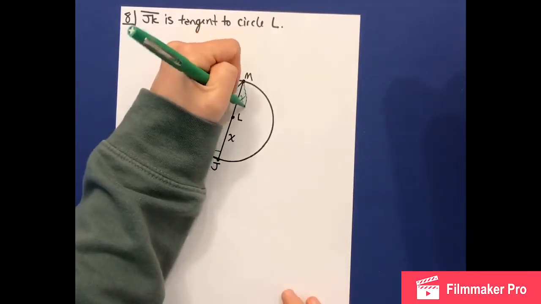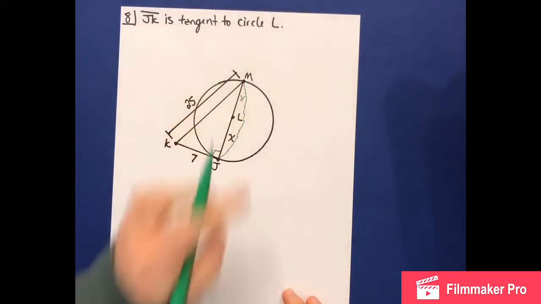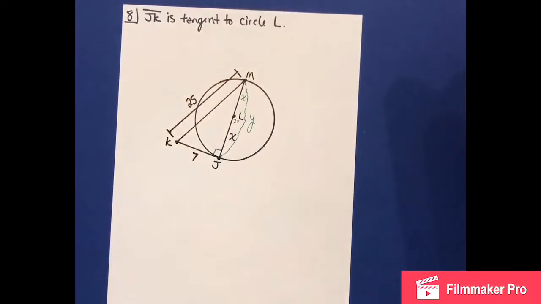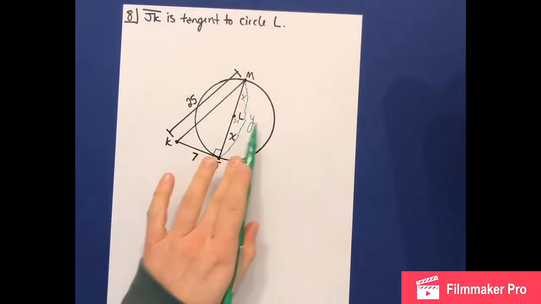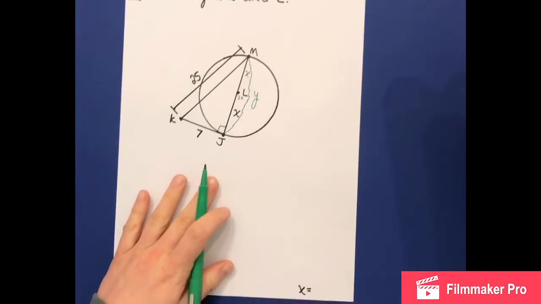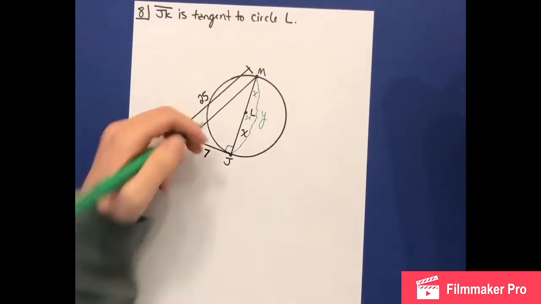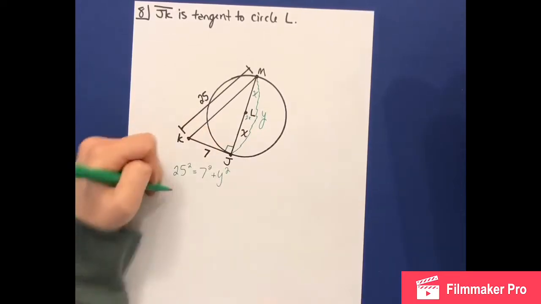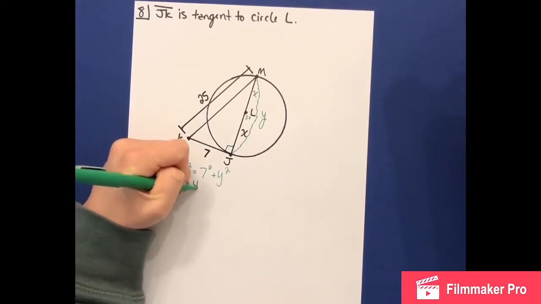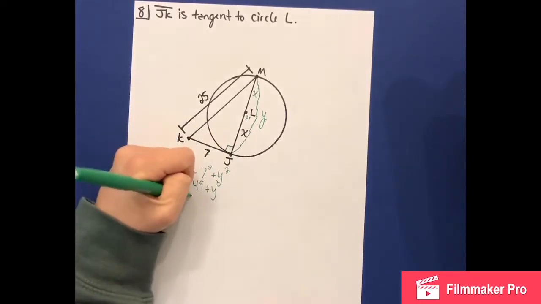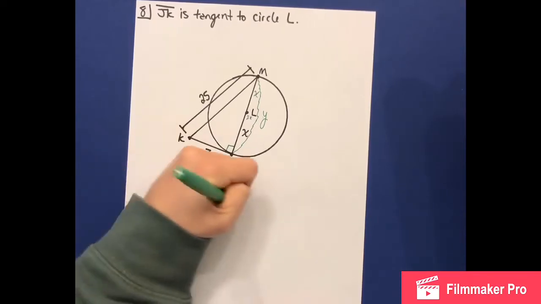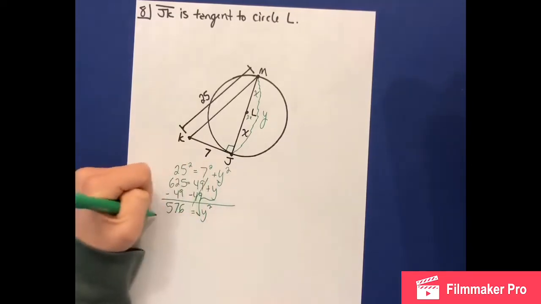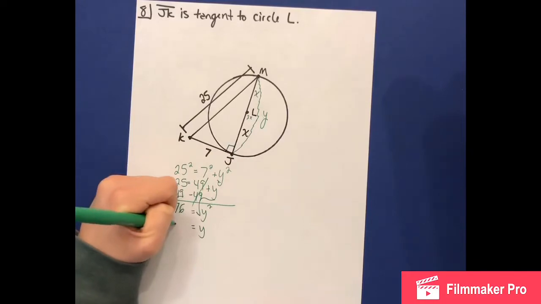Now technically, x plus x equals 2x. However, I'm just going to call it y for the time being. And then once I find y, I can just divide it by 2 to get my x. So if I do it this way, what I'm going to have here is 25 squared equals 7 squared plus y squared. I have 625 equals 49 plus y squared. Subtract 49 from both sides. I get y squared equals 576. Square root, square root. I get y equals 24.